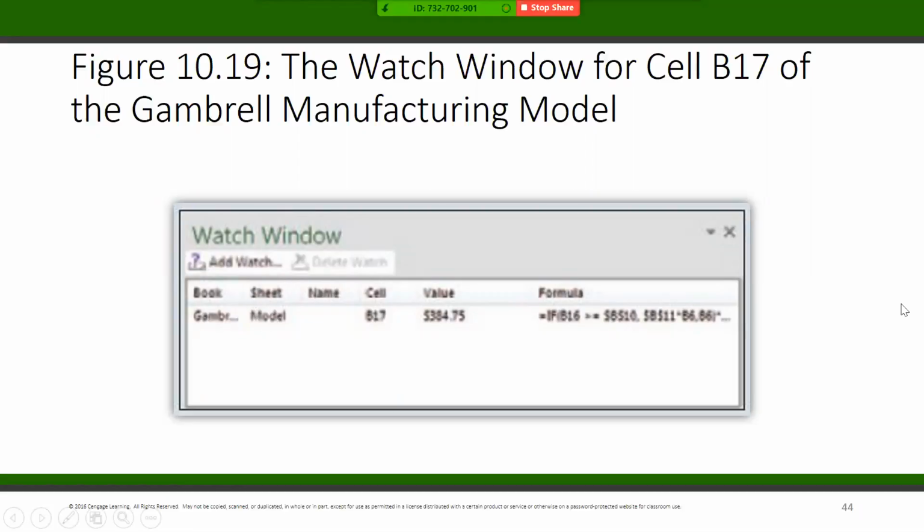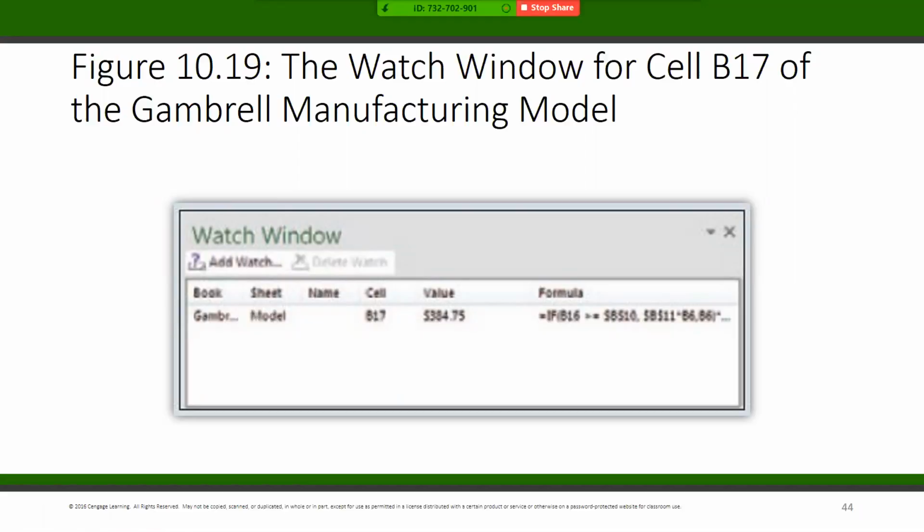Now this watch window allows us to monitor the value of B17 as we make changes elsewhere in the worksheet. So we can maybe make a change on the quantity or a change on price or change on this or change on that, and it will show us the new value here. So if we had other worksheets in this workbook, we could monitor changes to B17 even from those other worksheets.